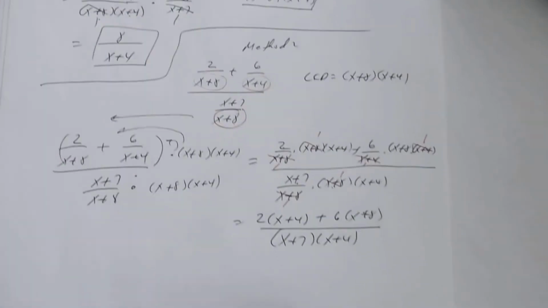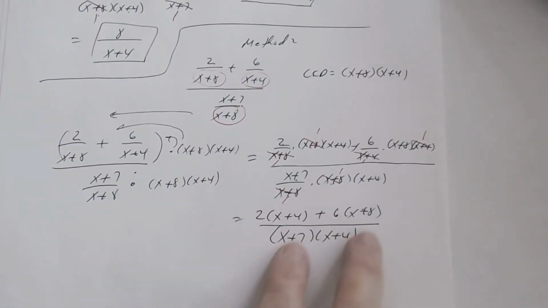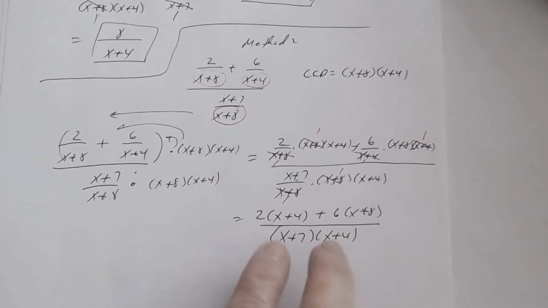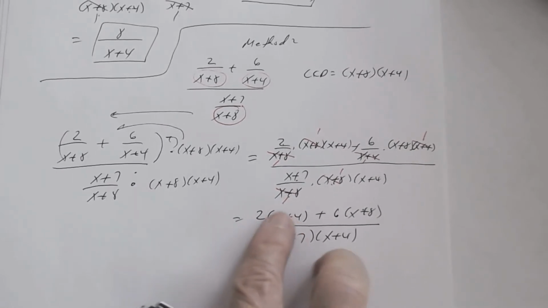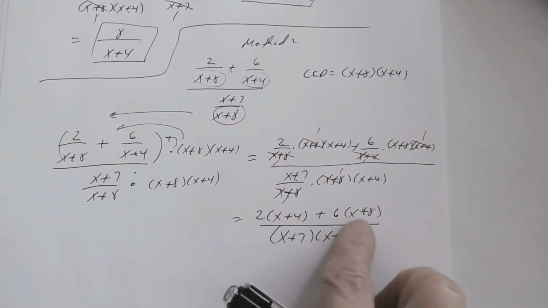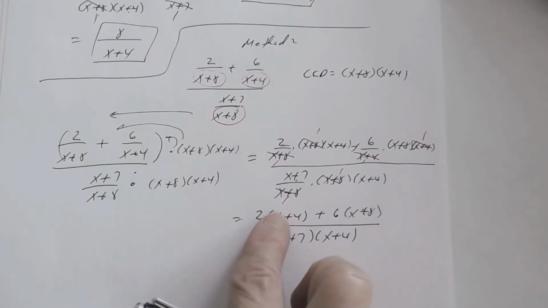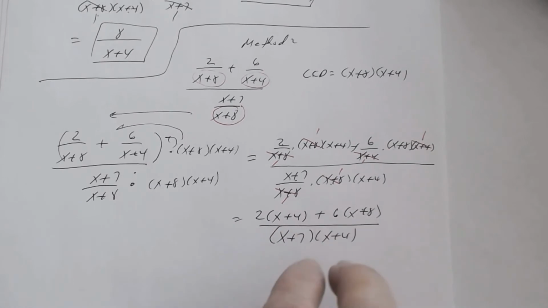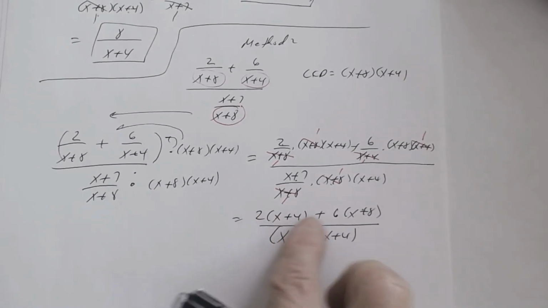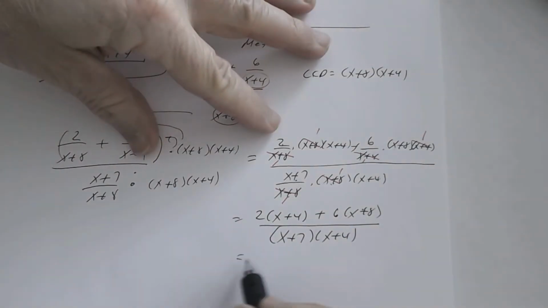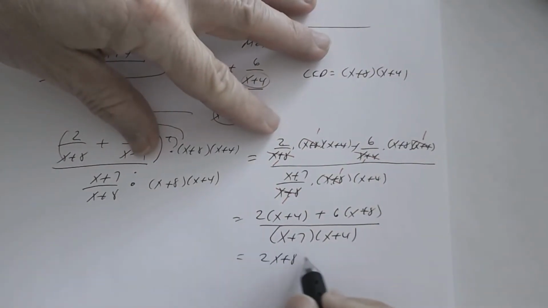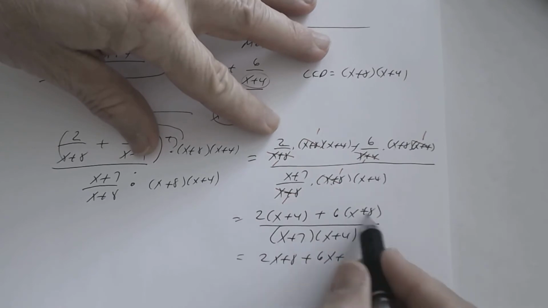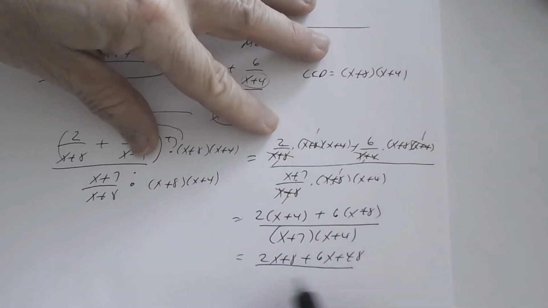Okay? And now remember, you've written this as one rational expression, but you got to reduce if you can. So what you got to do first is get rid of these parentheses, then combine like terms. And when I say parentheses, I'm talking about them in the numerator, because remember, you want to factor the numerator, factor the denominator. The denominator is already in factored form. So you got to distribute first. And so when I distribute, I get 2x plus 8 plus 6x plus, and then 6 times 8 is 48, divided by x plus 7 times x plus 4.